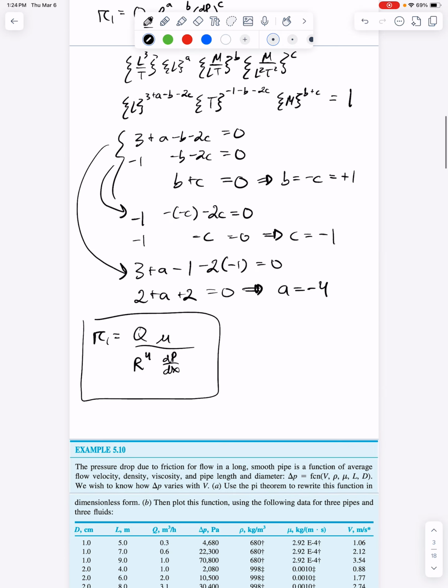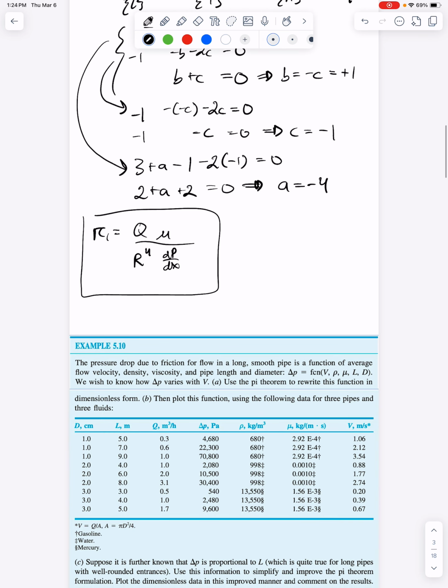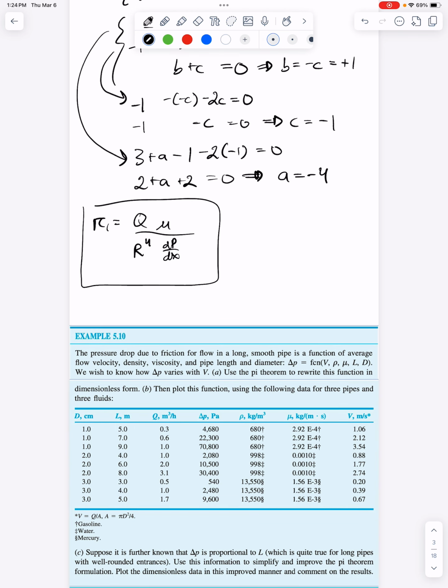So quickly, reading this part. We were looking at pressure drop based on friction flowing through some long pipe setup. And we see that delta P, change in pressure, is a function of average velocity, flow density, flow viscosity, pipe length, and pipe diameter. So the first 3 are flow characteristics. The last 2 are pipe geometry.